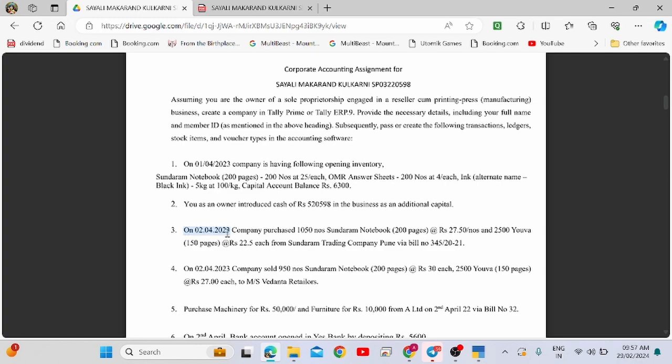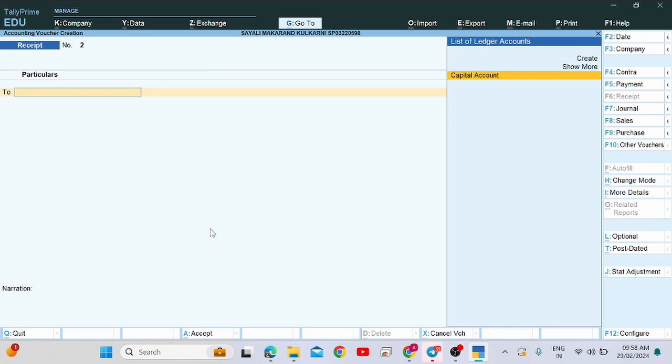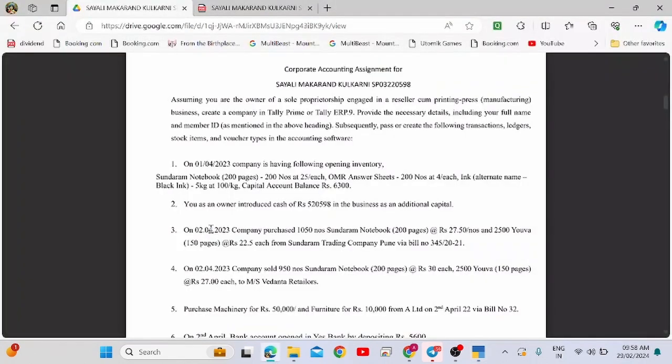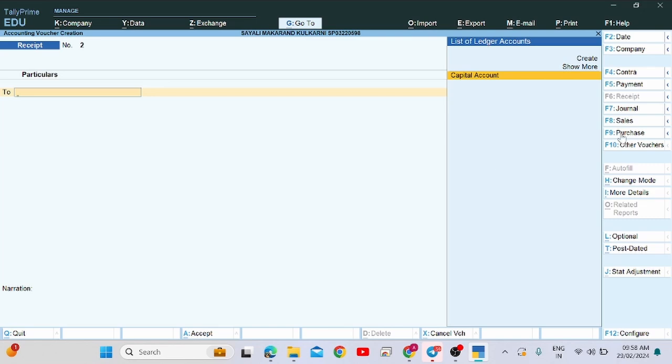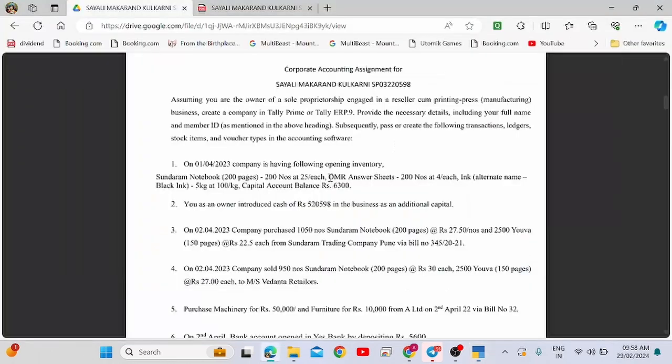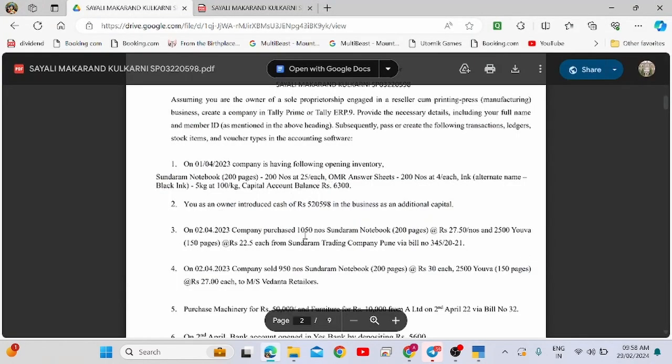Here we have, on 2nd April company purchased 1050 Sundaram notebooks 200 pages. Now on 2nd April and purchased, these two things are important. Therefore come back to Tally and then select 2nd April first, and then purchased, therefore purchase voucher type. Basic background is now clear, date and then voucher type. After selecting that you can read the next part of the question.